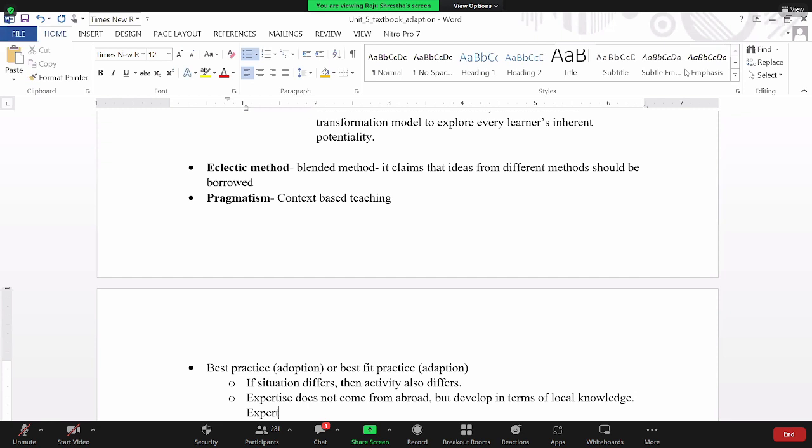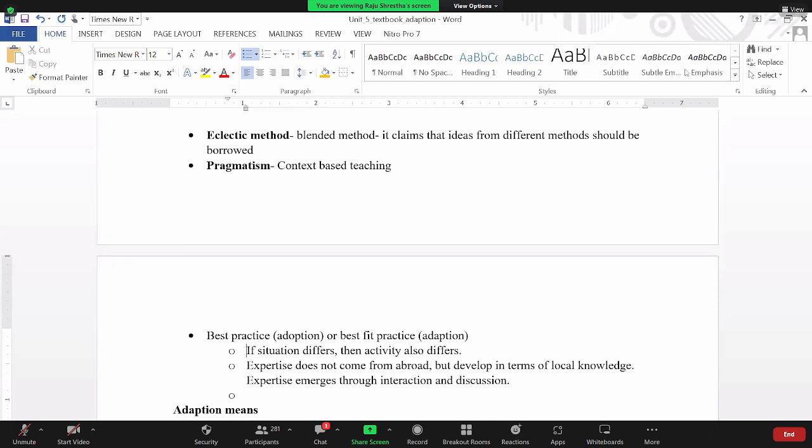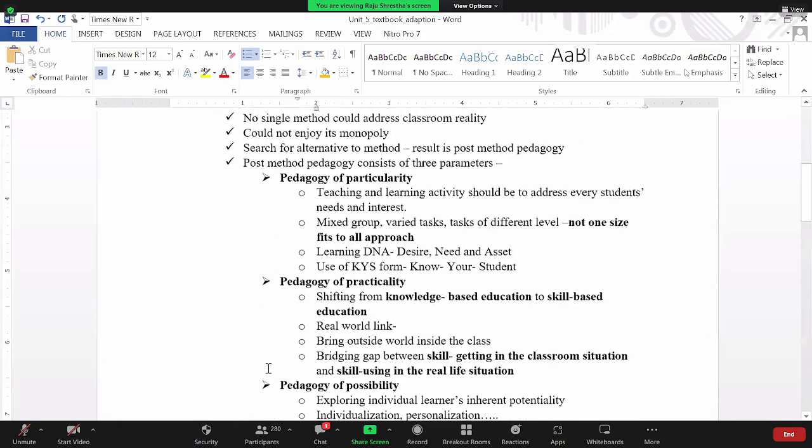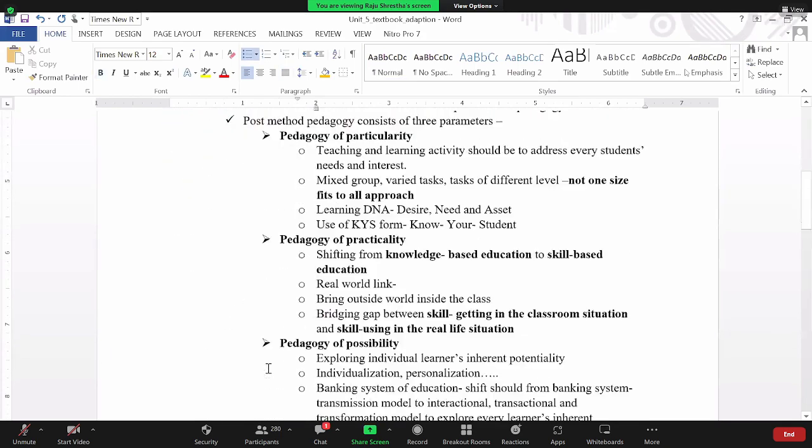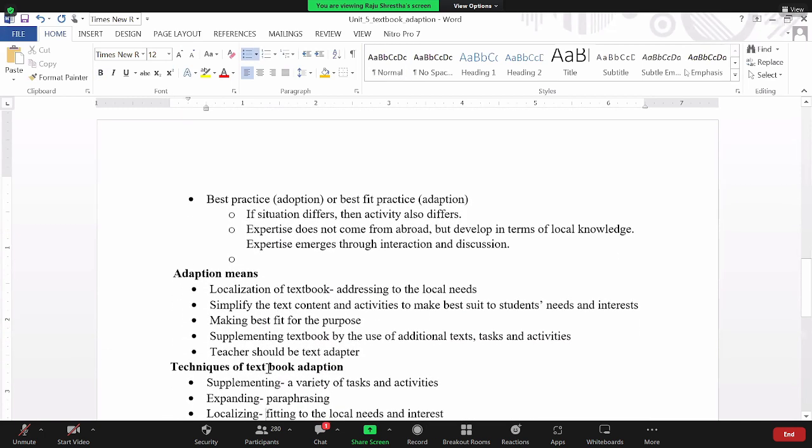Expertise emerges through interaction and discussion. हामी interaction discussion मा जानुपर्छ त्यहीबाट चाहिँ यो expertise भन्ने कुरा आउँछ. Best practice भनेर we don't fully or completely follow, we don't use in the name of best practice. So we seek best fit practice. For that we have to adapt the textbook. These are the context. Your context but तीन चारवटा सेन्टेन्सहरु मिलाएर लेख्नुभयो भने then this will be useful, I hope.